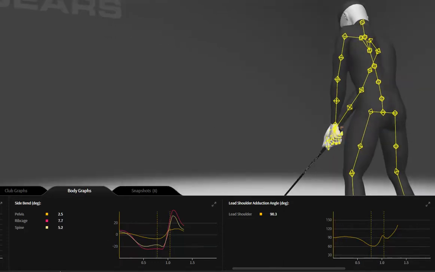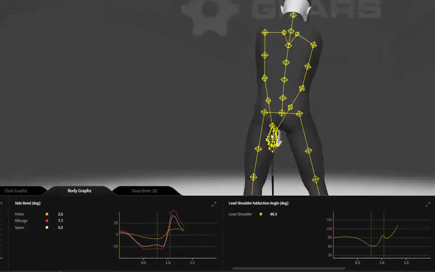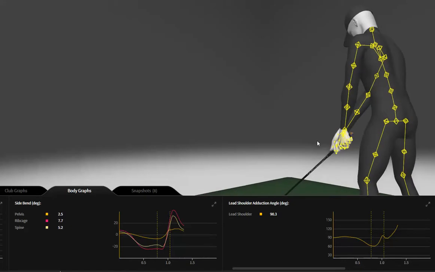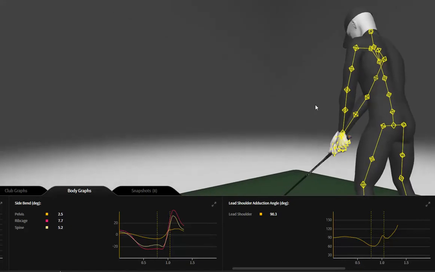Obviously at setup, they're going to have a little bit of right side bend, especially with the driver. The pelvis is 2.5 degrees lower on the right side, and the rib cage is slightly tilted 7.7 with this player, but he's not really adding reverse K. This is just because he has his right hand lower than his left, so he's not shoving his hips forward to try to get in some kind of artificial reverse K position.